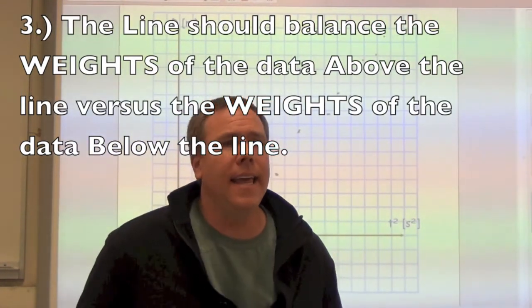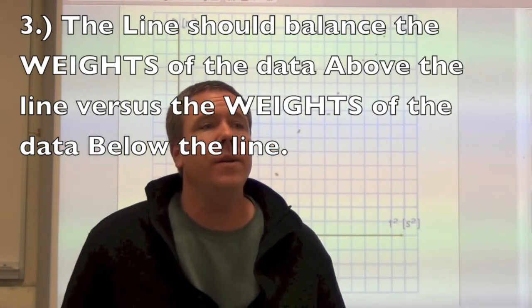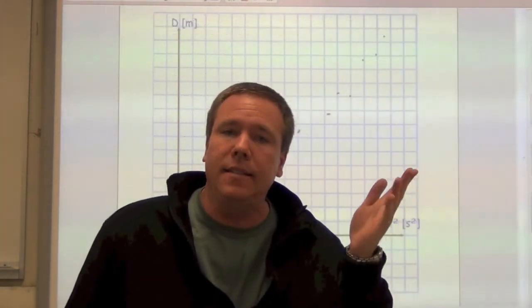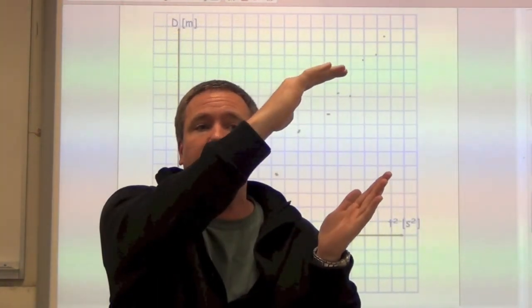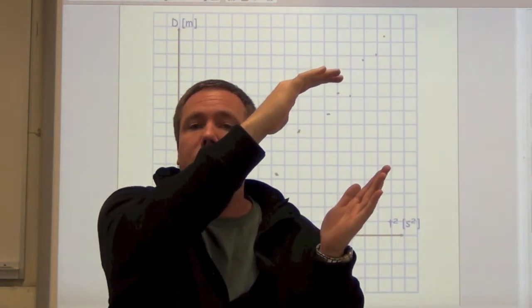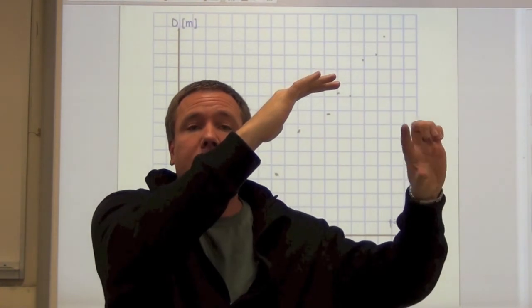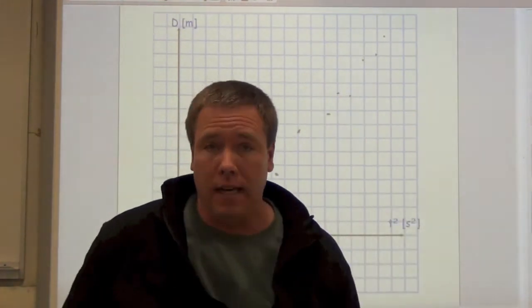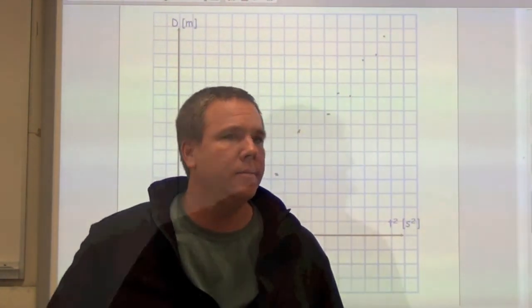Now, I didn't say count the number of data points above and below and make them match. No, instead, we want the spread that the data is from the line to match above and below. So in other words, if we have one data point that's way up here, we'll want to match that with three other data points below the line, that their spacing from the line adds up to be this spacing above the line. Kind of confusing, but it kind of makes sense.